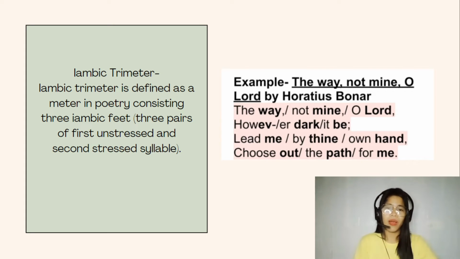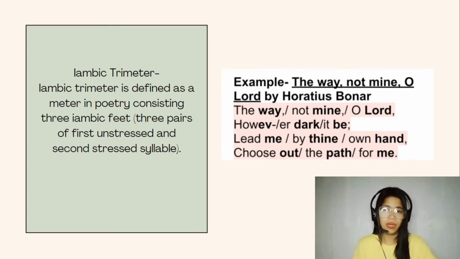So let's read. The way not mine, O Lord, however dark it be, lead me by thine own hand. Choose out the path for me. So it's very easy again to identify. Again, it's three pairs of first unstressed and second stressed syllable.